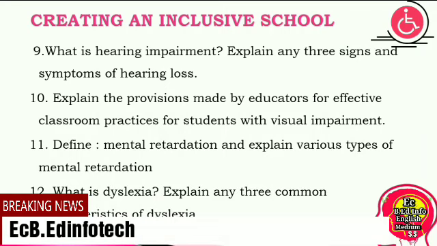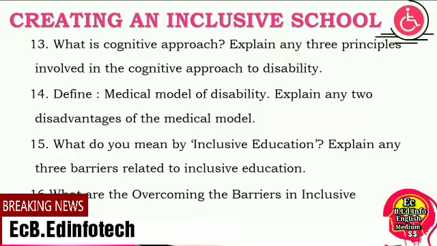11th, define mental retardation and explain various types of mental retardation. 12th, what is dyslexia? Explain any three common characteristics of dyslexia. 13. What is cognitive approach? Explain any three principles involved in the cognitive approach to disability.